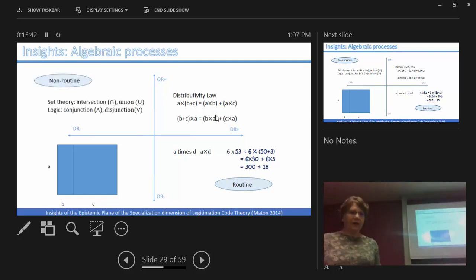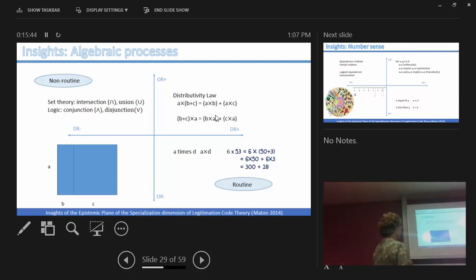Then one could take them to more non-routine problems. For example, set theory and logic then don't become so foreign if you understand these kinds of principles for multiplication and addition. So multiplication becomes replaced by the intersection and the addition by the union, and similarly for the disjunction and the conjunction.